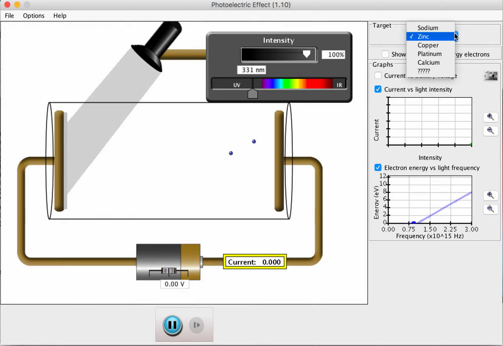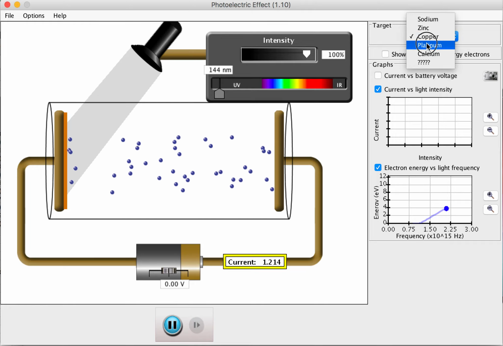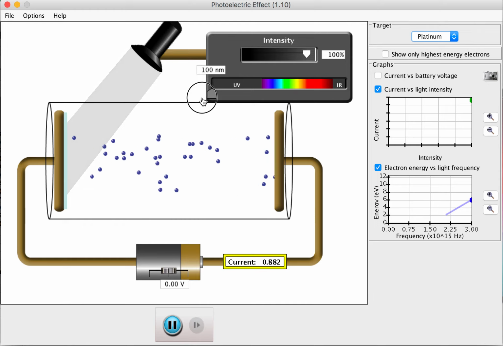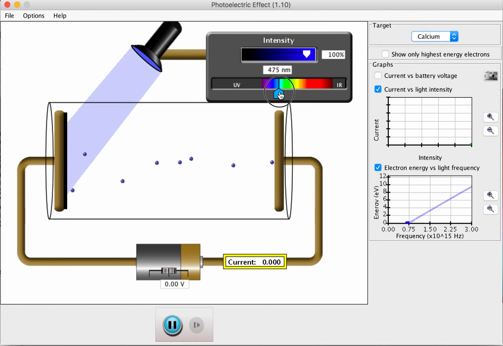If we go from zinc to copper, where's copper? It's even farther down on this graph. How about platinum? Platinum, oh, that is way down there. It's like 1.5. How about calcium? Calcium is back in this range. Calcium and sodium are very similar. And what is the question mark? I don't know, somewhere in between.